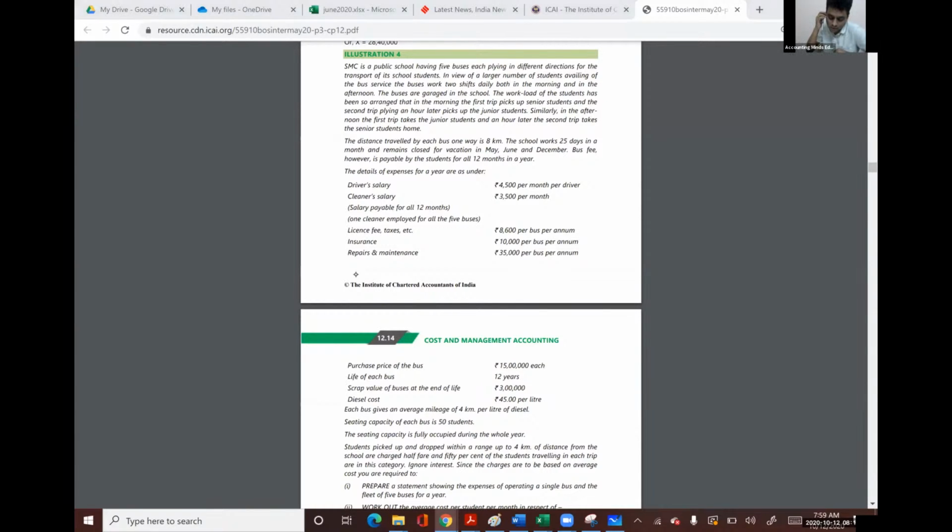So, cost. Sir, but okay. The distance traveled is by one bus, no sir? Correct. So divided by 4, into 45 rupees. The cost per bus will be 1,62,000, sir.